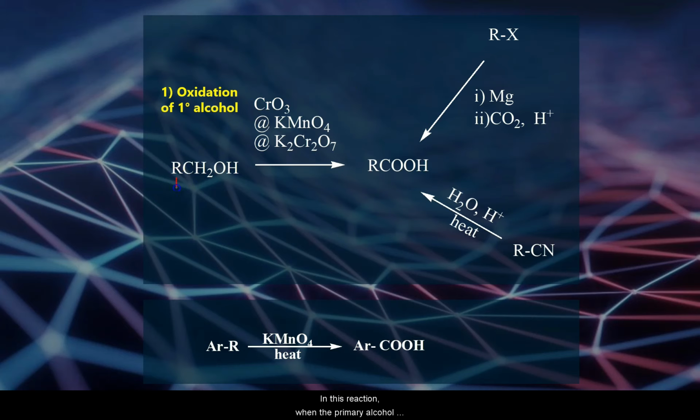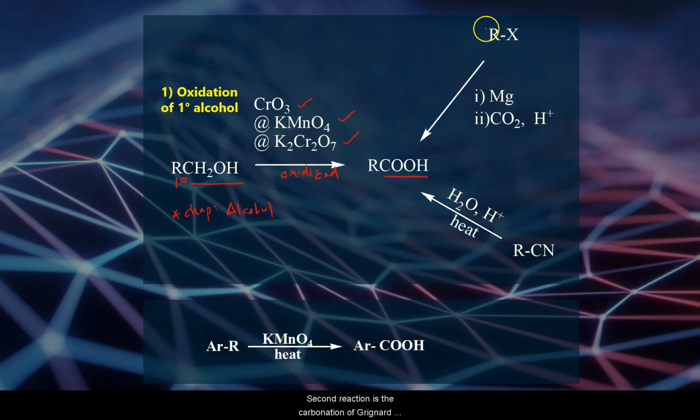In this reaction, when the primary alcohol reacts with an oxidizing agent, either chromium trioxide, potassium permanganate, or potassium dichromate, it will form the carboxylic acid. Part CH2OH will oxidize and rearrange into C double bond O OH. You can revise also this reaction in the chapter alcohol.